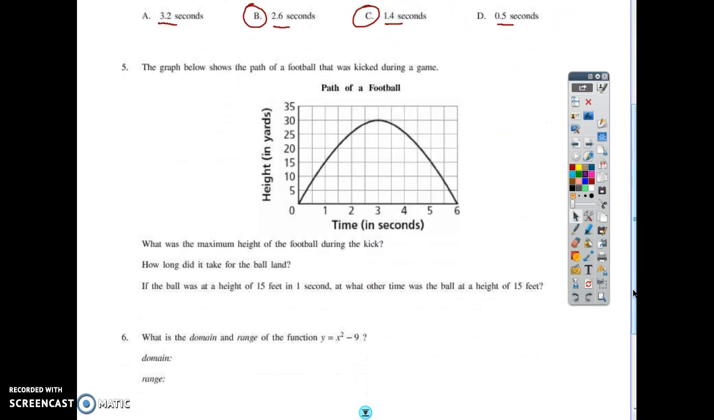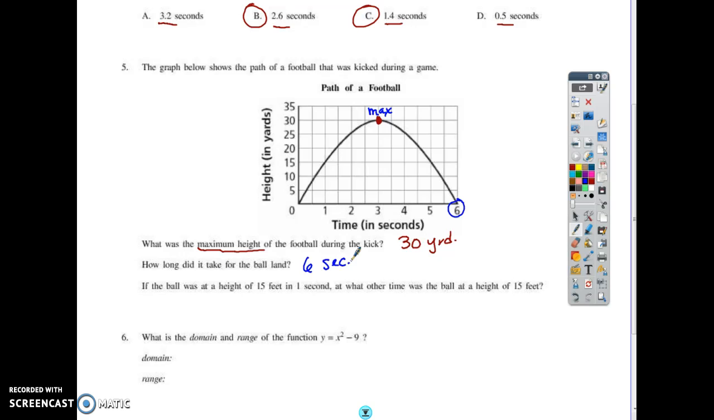Problem number 5. What is the maximum height of the football during the kick? Where is my maximum height on this graph? 30. 30 what? 30 yards. So we're going to put 30 yards here. The next question, how long did it take for the ball to land? 3 seconds. So at 3 seconds it landed? At 3 seconds, that's when it hit the maximum, right? So when did it land? 6 seconds. At 6 seconds, that's when it landed.